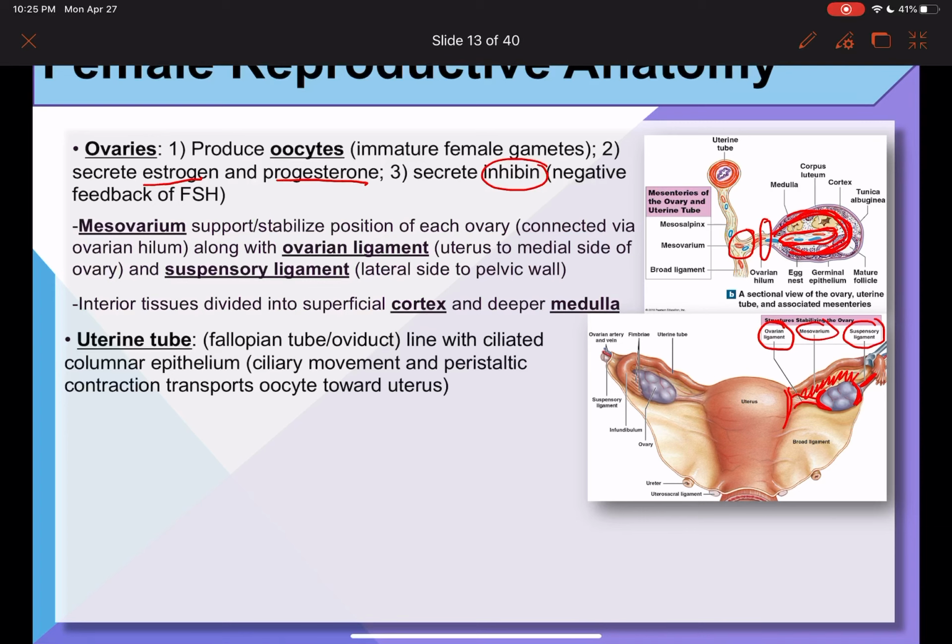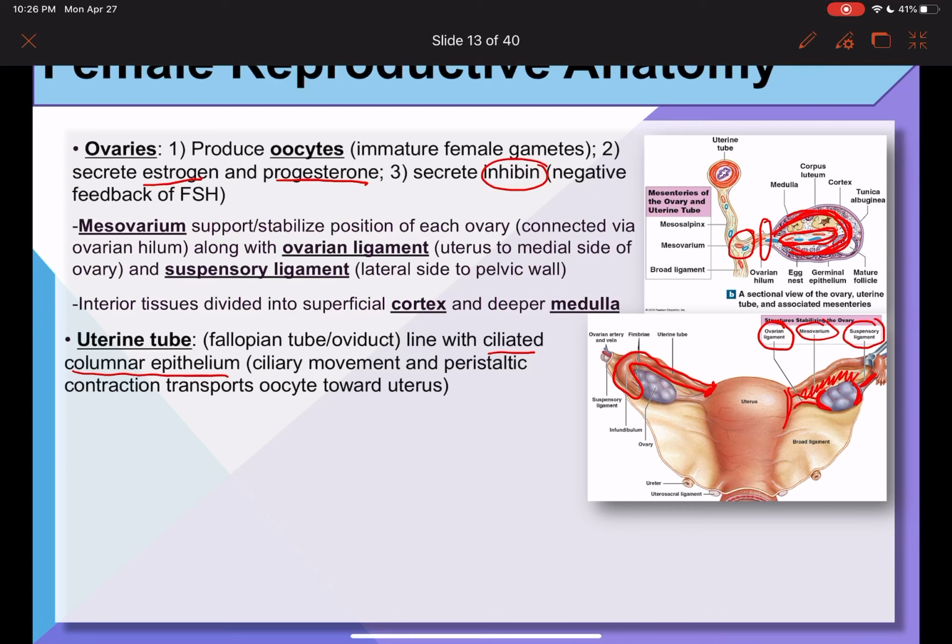Now, the uterine tube actually has three different names. You have the uterine tube, or the fallopian tube, or the oviduct. So the uterine tube goes from here all the way to the rest of this. There's this whole thing, which attaches directly to the uterus. And it's also lined with ciliated columnar epithelium.